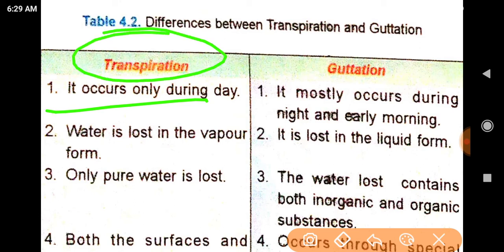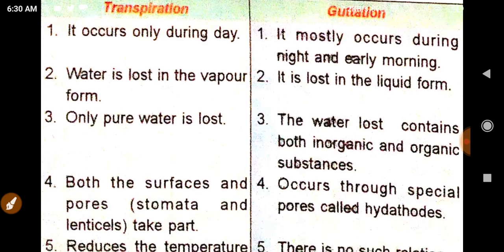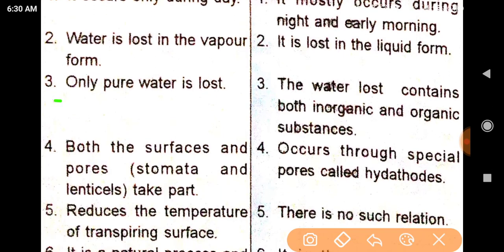Transpiration occurs only during the day, whereas guttation mostly occurs during night and early morning. In transpiration, water is lost in the form of vapor, and in guttation water is lost in the form of liquid. In transpiration only pure water is lost, and in guttation the water loss contains both inorganic and organic substances. In transpiration, both the surfaces and pores, stomata and lenticels, take part. Guttation occurs through special pores like hydathodes.